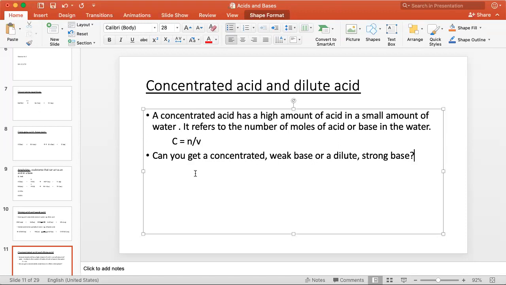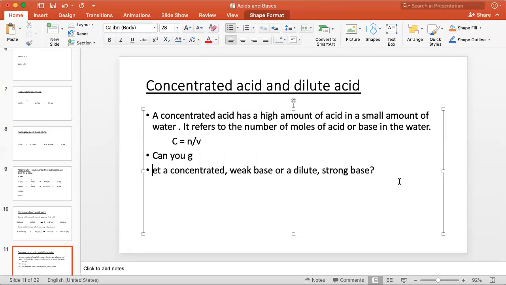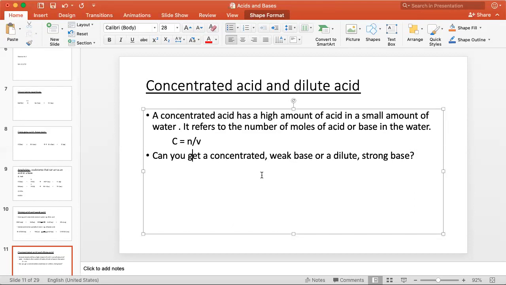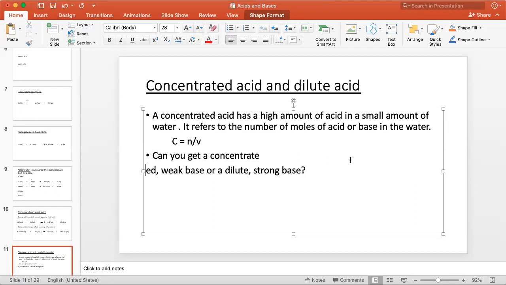Now here's another question. Can you get a concentrated weak base or a dilute strong base? Is it possible? Can you get a concentrated weak base? So what's a weak base? Any idea? Does anyone know what a concentrated weak base is?